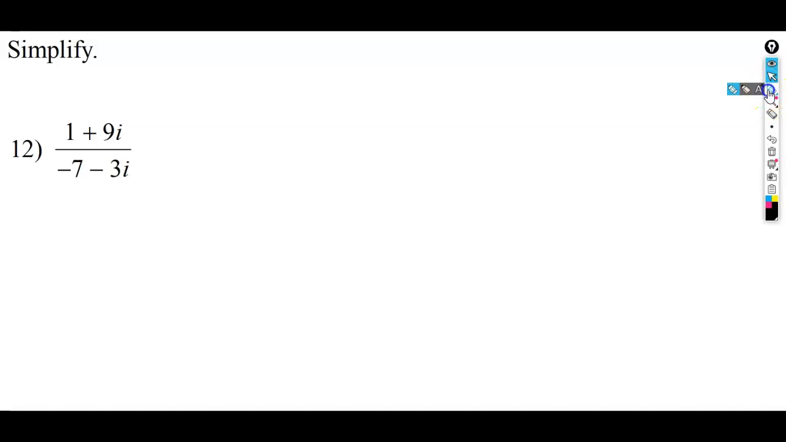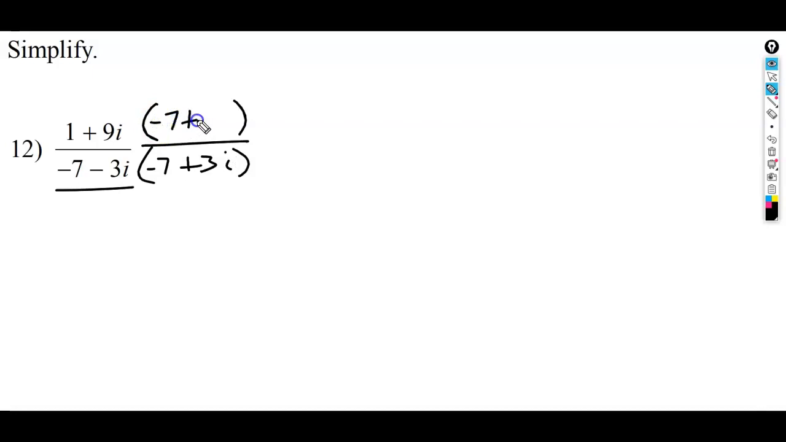Here's another problem. It's really just a repeat, but there's a little bit of a difference here. We want to multiply. We don't like the bottom having an i in it, right? So we need to multiply by the conjugate of this bottom, which is -7 plus 3i. And whatever you do to the bottom, you do to the top. I need to multiply the top by that as well. Okay.